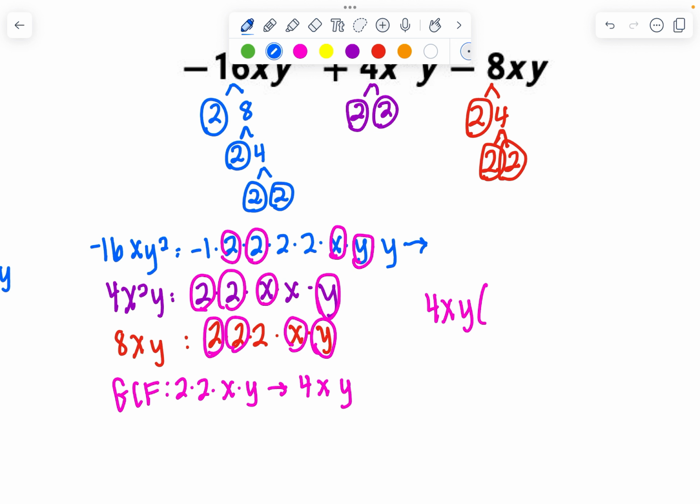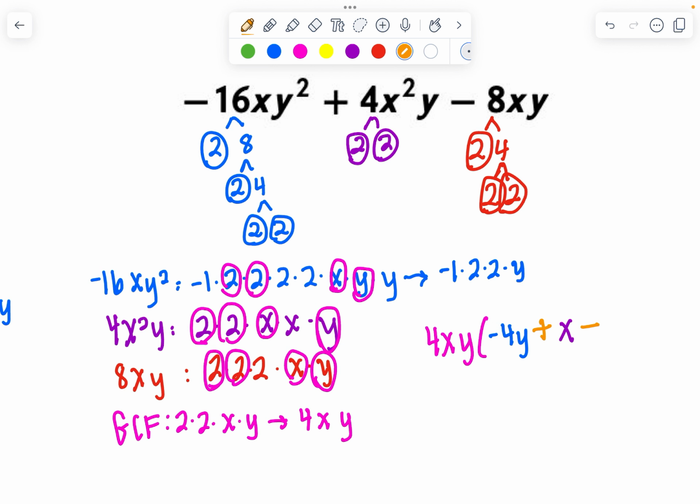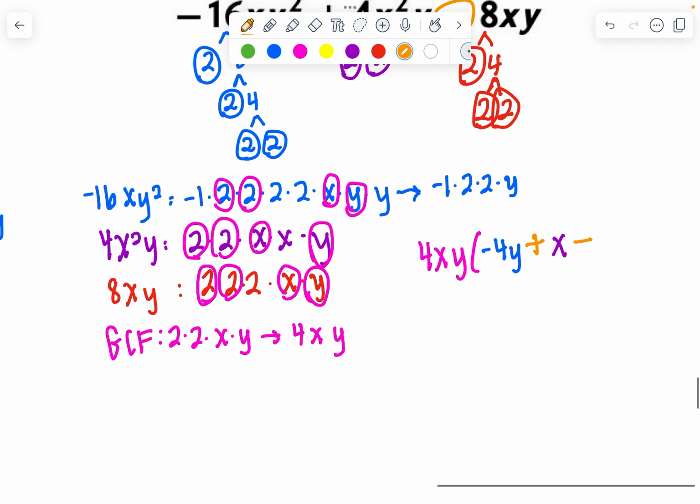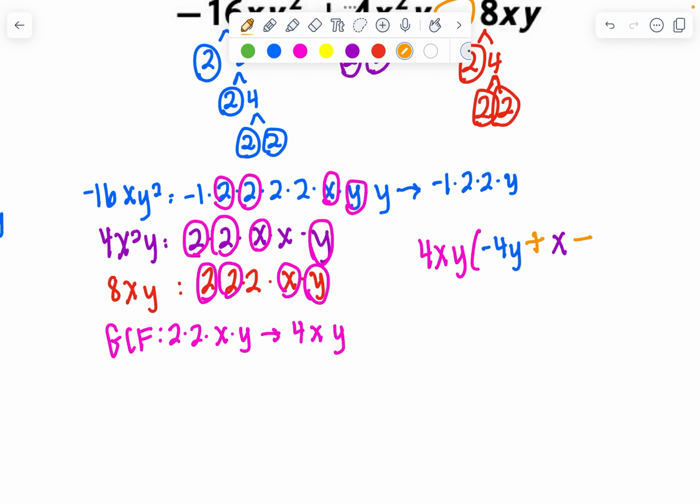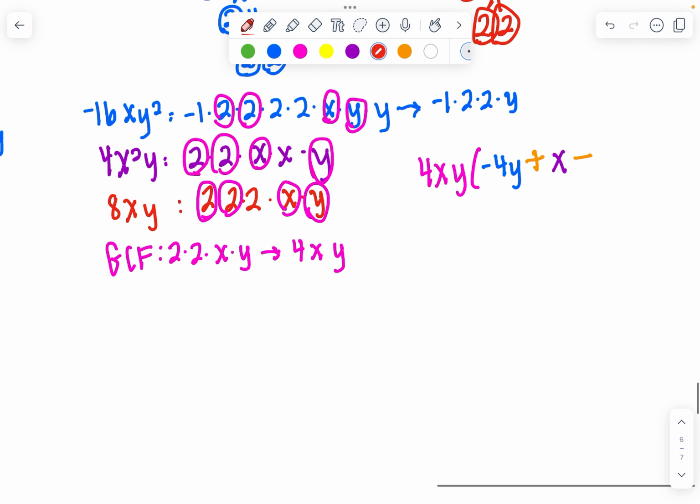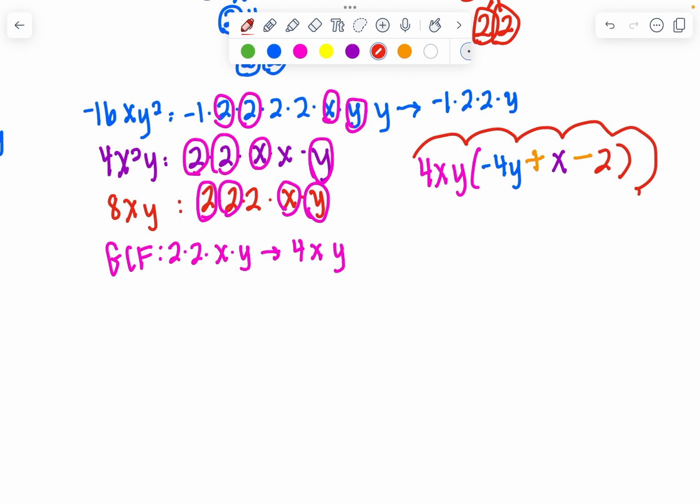If I look at what's left over in blue here, I have negative 1, 2, 2, and y, which all would multiply to give me negative 4y, plus what's left over in purple is just an x, minus, again, because this is a minus. What's left over in red is just a 2. So this is our final answer.